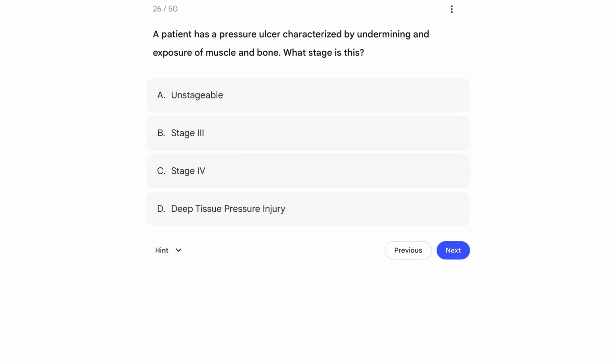A patient has a pressure ulcer characterized by undermining and exposure of muscle and bone. Muscle and bone is exposing. What stage is this? Very easy question. Unstageable, stage 3, stage 4, deep tissue pressure injury. Which one is the answer? You just say the option. Option A. You can't classify it. That's your answer.